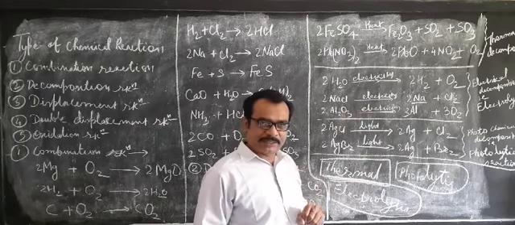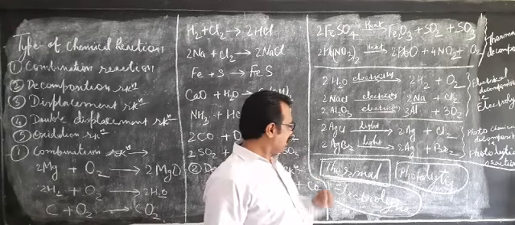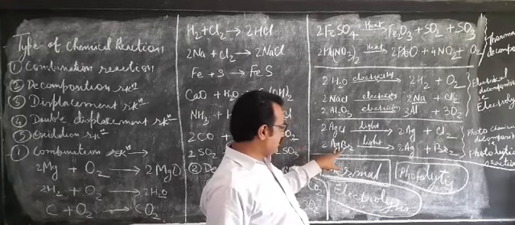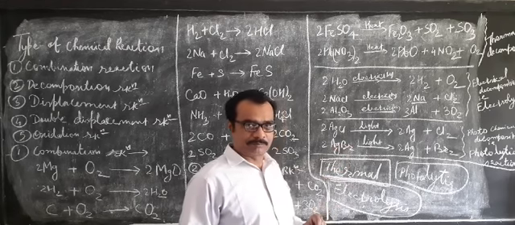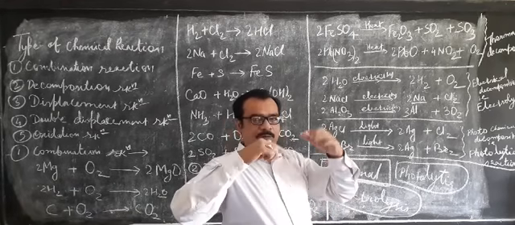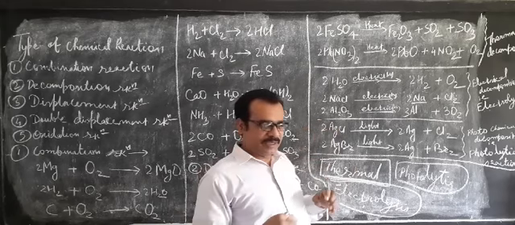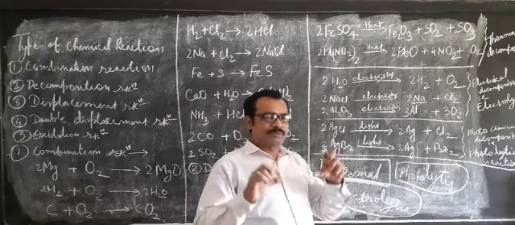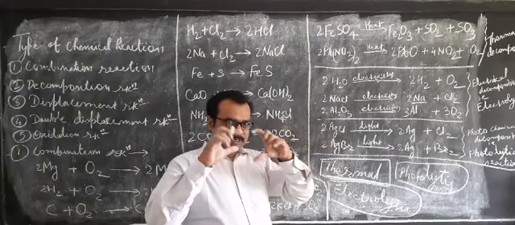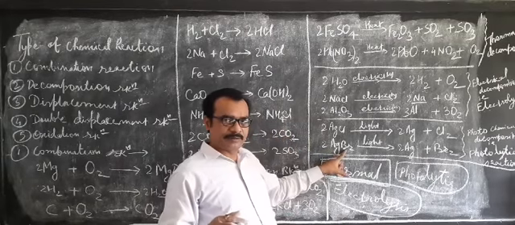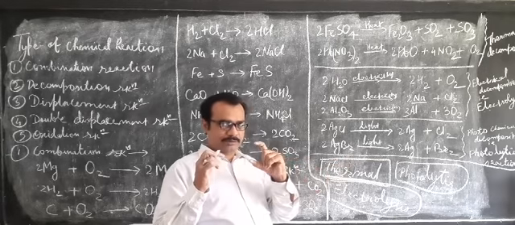One example you can see here. Another example you can see here, silver bromide. You might have seen black and white photography. There is a roll on which a black coating is there and the photograph is taken. That plastic gets a coating of silver bromide.